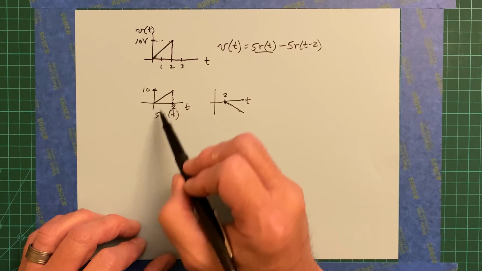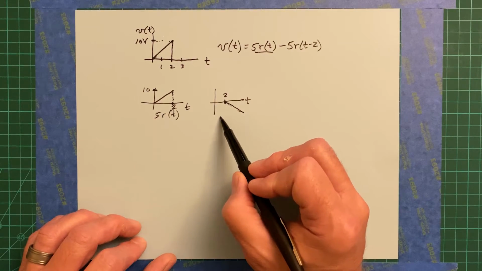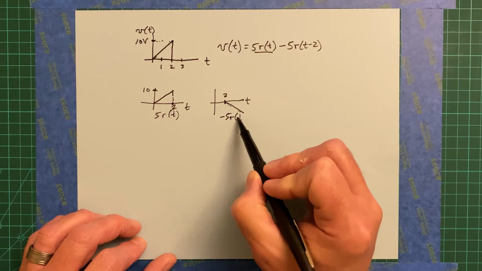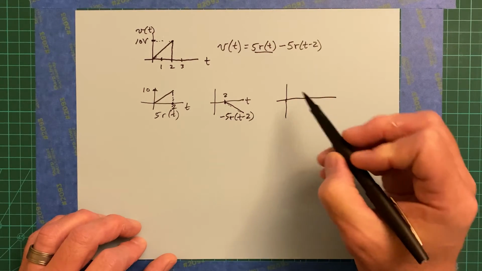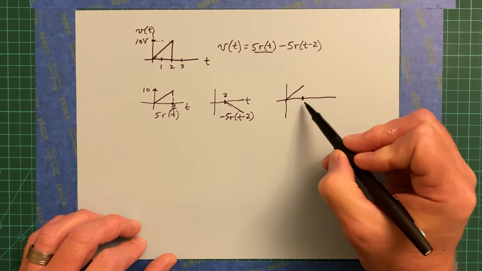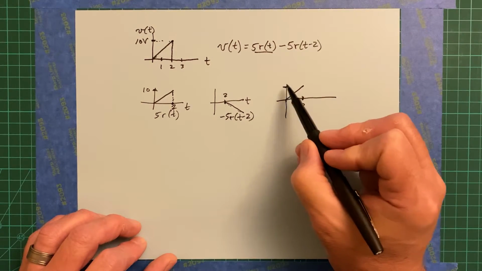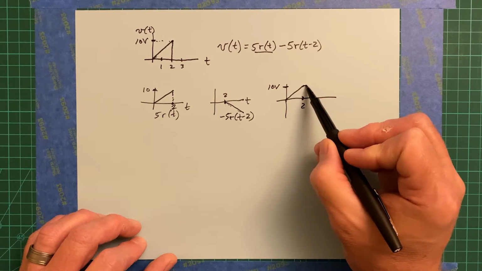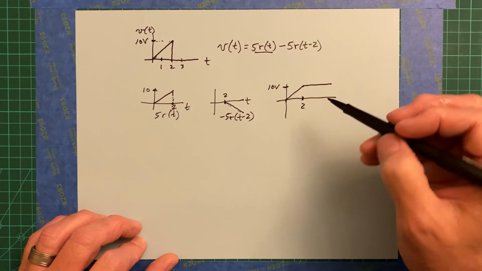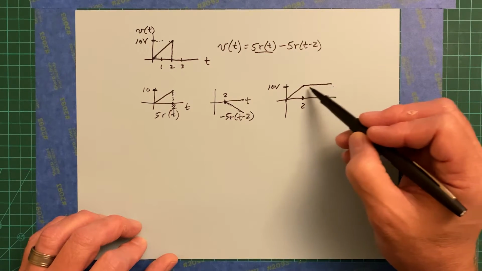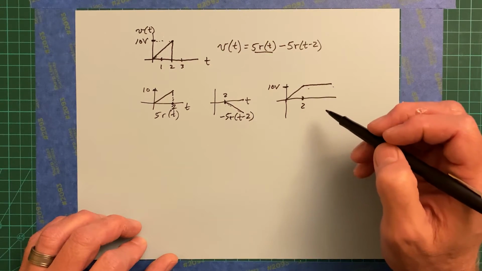In fact, if you took this first one right here and you subtracted off this 5r(t minus 2), what you're going to get is something that looks like this. It's going to go up till t equals 2 at 10 volts, but then it's going to look like that. It's just going to level off. So what we need to do is kill this part right here. We need to get rid of it.